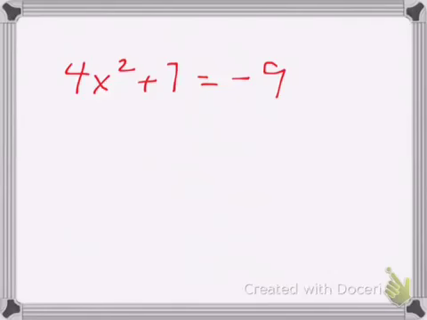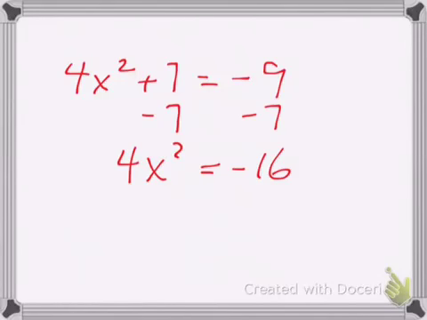All right? The directions here say solve by taking square roots. So I need to get the squared part by itself, correct? I'm going to do that by first subtracting 7 from both sides. Just wait up. Don't steal my thunder here. 4x squared equals negative 16. Then what? Divide both sides by 4, and that gives us x squared equals negative 4.